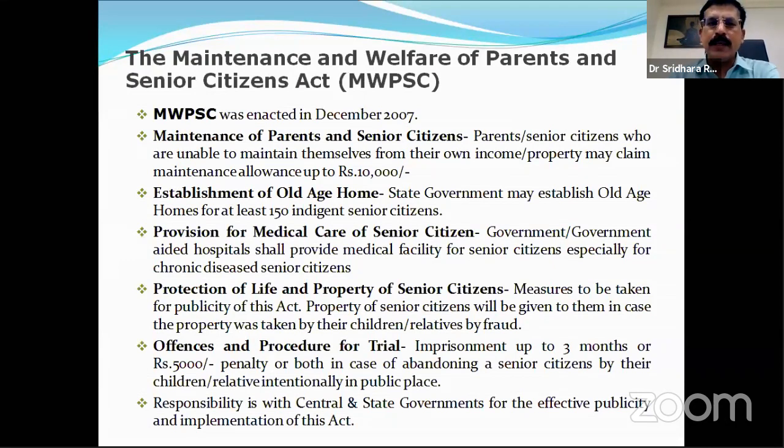Here is the example: if anyone does not take care of their seniors, their parents, then the court can also impose a fine and punishment. And in that Act, they showed the establishment of old age homes. But there they stated that a minimum of 120 to 150 inmates should stay in those homes.